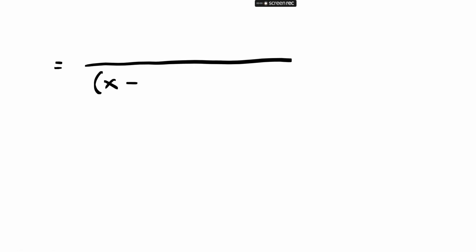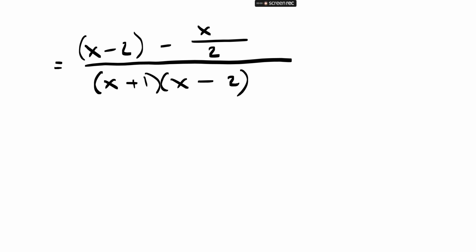So on the bottom, I have the x plus 1. I have the x minus 2. In the front, square root of x minus 2 and the square root of x minus 2 became x minus 2. And then I multiply the second part. The square root of x minus 2 is canceled. So I'm just left with the x plus 1 on top and the 2 on the bottom.